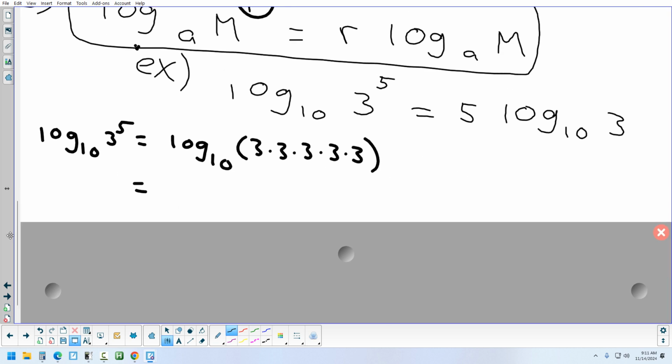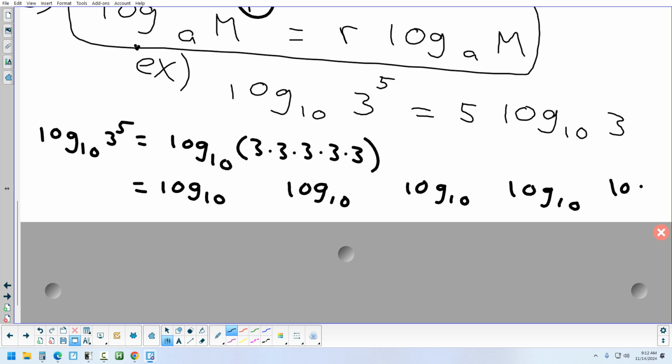When I split it up into 5 different logs, what's going to be the base on each log? Yeah. 10. It's going to be the same base that I started with. So log base 10, log base 10, log base 10, base 10. Okay, so we split it up into 5 logs.